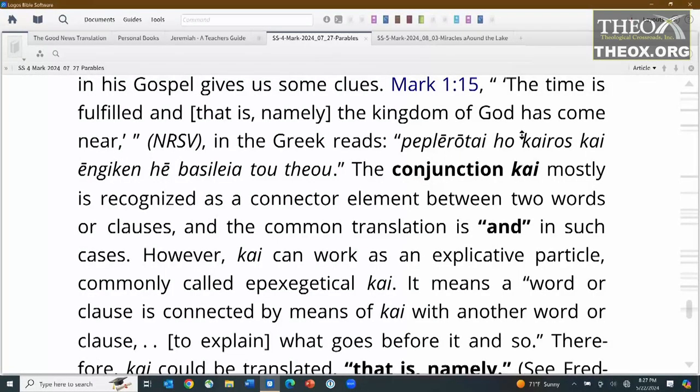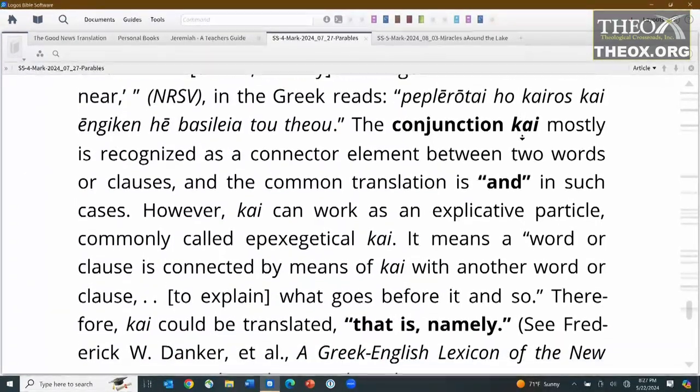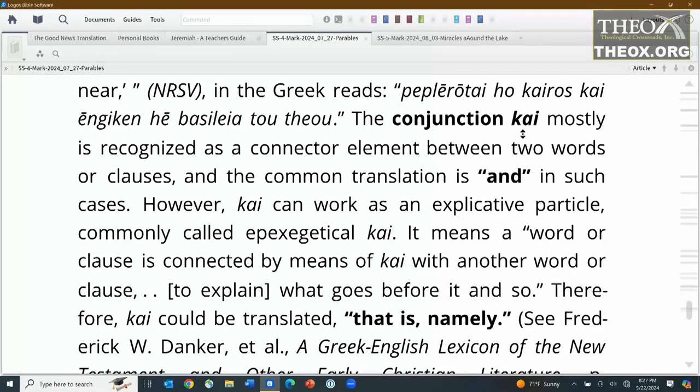However, kai can work as an explicative particle, commonly called epexegetical kai. It means a word or clause is connected by means of kai with another word or clause to explain what goes before it. And this is a reflection of the fact that so many of these writers were of Hebrew background. And they're used to thinking in parallel things. And all through the Old Testament we see this. Here's an idea, and then there's a parallel idea right following it. An idea, parallel idea.